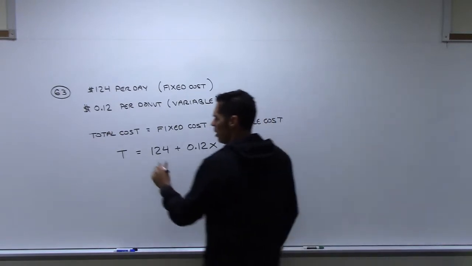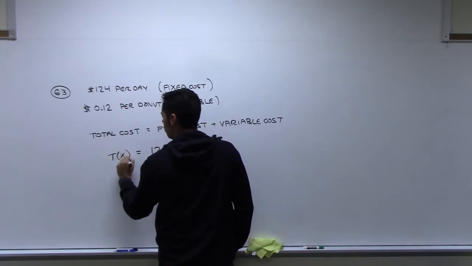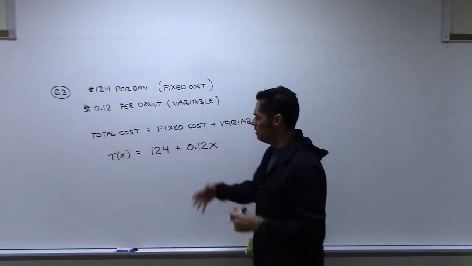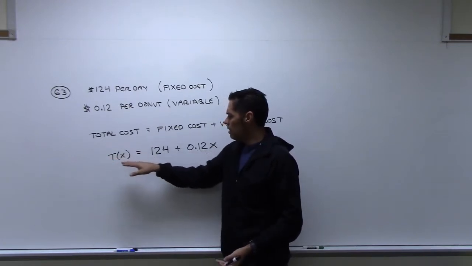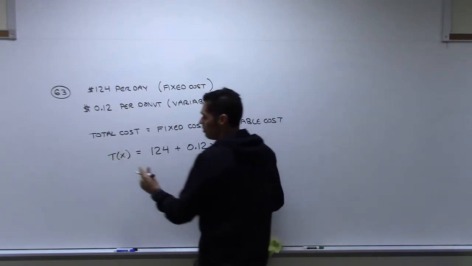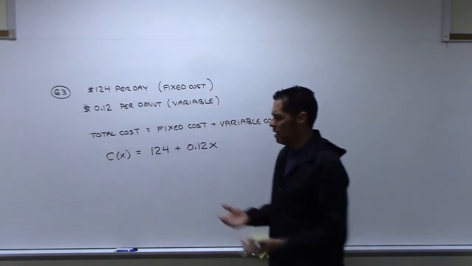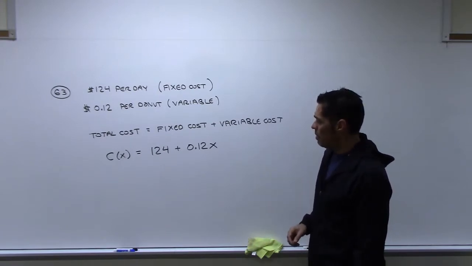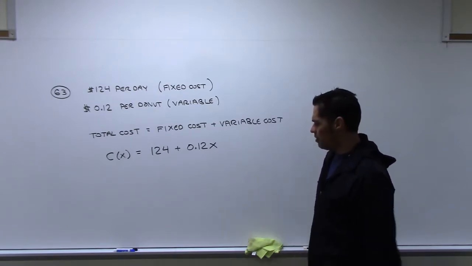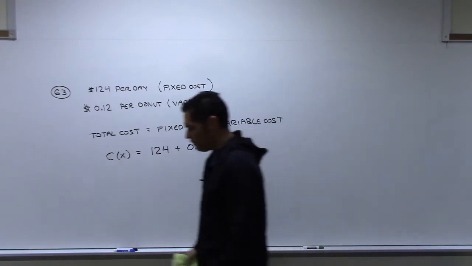Now we could also change this T to T of X as function notation to make clear that the total cost is a function of X. You could also change the T to capital C, which is probably more in line with what we want to do in this book, use capital C for cost. But really it's just a variable. You have flexibility there in terms of how you choose that. So that's the answer to the first part.